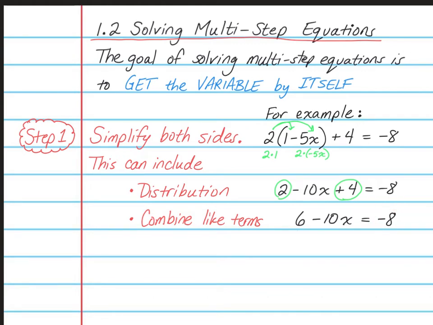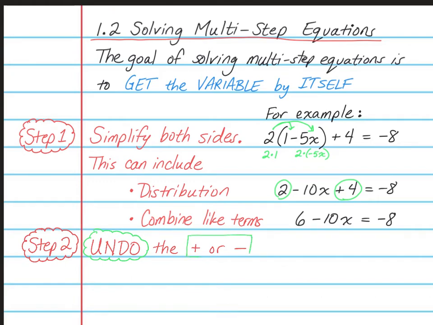Now I'm ready to undo these numbers so that I can isolate or get x by itself. Step 2 is to undo the addition or subtraction. So we need to do the undo of the addition or subtraction first because we're trying to isolate the variable, and so it's kind of like going in the opposite of order of operations. Now, before I start this process, I always like to draw my line down the equal sign and circle my variable. And the reason why I do that is because it helps me keep in mind what I'm trying to solve for. My goal is to get x by itself, so that's what I'm circling.